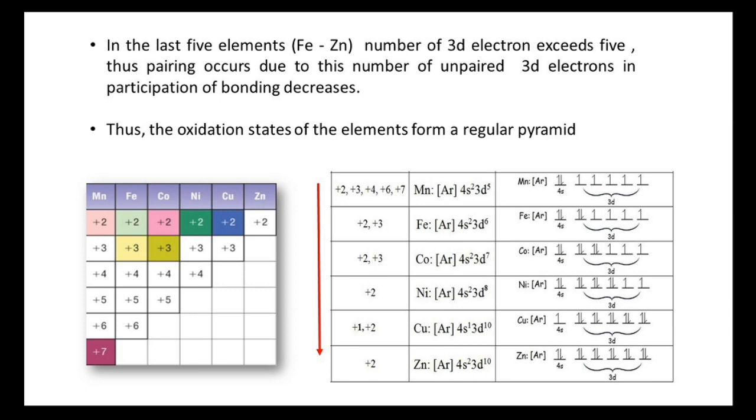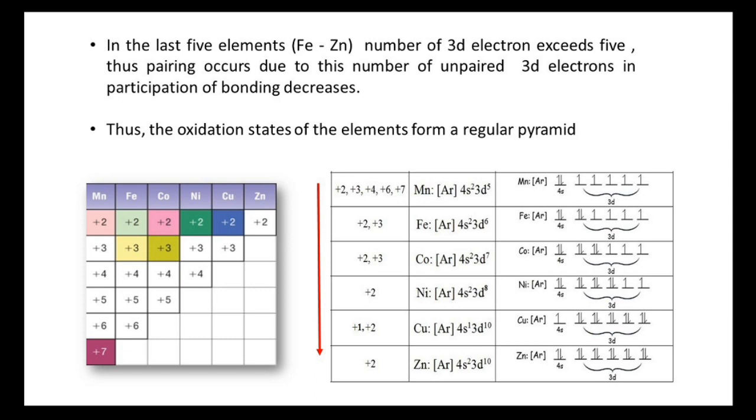You can see here the arrow mark shows the downward direction. That means in case of Mn, the highest oxidation number is there because of availability of 5 d electrons for the bond formation. But in case of Fe, the oxidation number decreases because the pairing of the d orbital starts. When you come to zinc, the d orbital is completely filled. So the oxidation number of zinc is +2. That +2 is only the involvement of the 4s2 electrons.